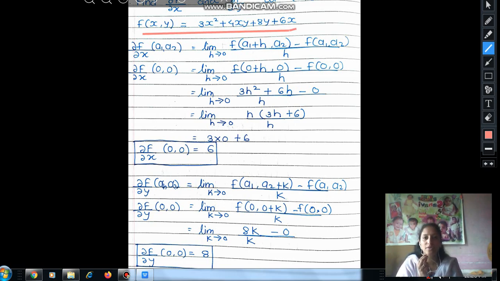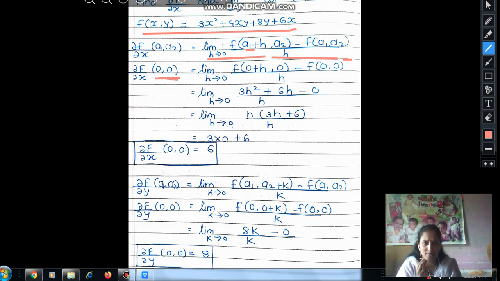Okay, so now what is the definition of dou f by dou x at the point (a1, a2) with respect to x? We add h in the first coordinate, meaning the x coordinate. Limit h tends to 0 of f(a1 plus h, a2) minus f(a1, a2), upon h. Okay, so we have to calculate this. The point (a1, a2) is (0, 0), so the values of a1 and a2 are 0. Putting a1 equal to 0, we get f(0 plus h, 0) minus f(0, 0), upon h.